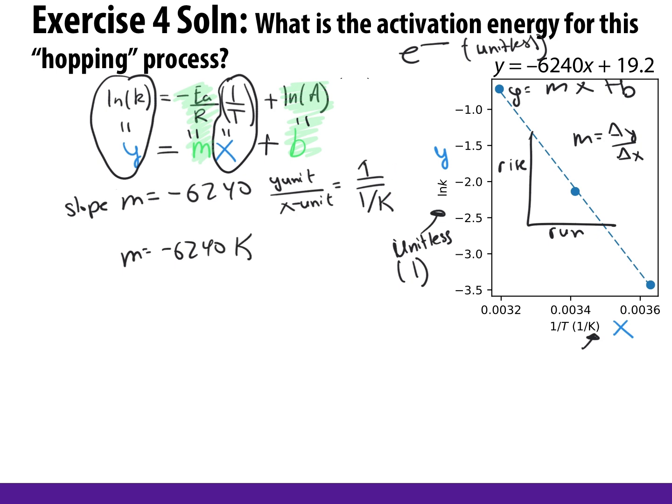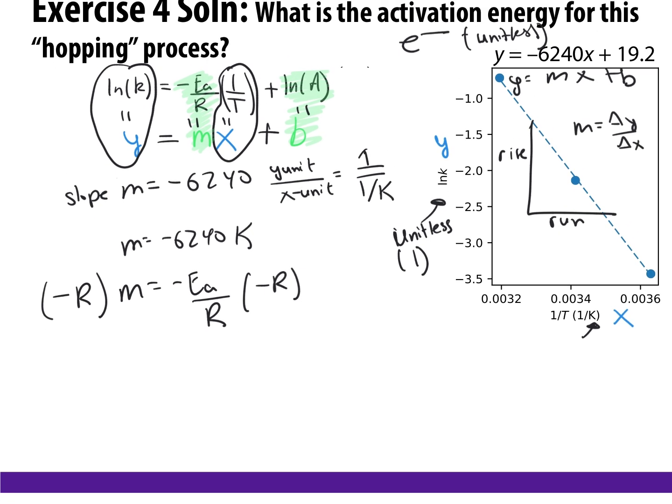Just applying that carefully. Comparing it to the model, I see that m is equal to negative Ea over R. And so to solve for Ea, I'm just going to multiply both sides by negative R. The negative I need to move over to the left-hand side, and I need to multiply by R to get R to the left-hand side. So multiply by negative R. And then again, the negatives will cancel, so that just gives me Ea here on the right-hand side.